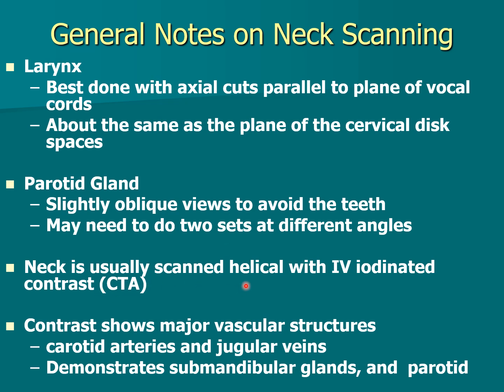The neck is usually scanned helically with IV iodinated contrast material because almost all the time when we're scanning the neck, we're doing a CT angiogram. Contrast shows the major vessels. We know that already, the carotid arteries and the jugular veins. It demonstrates the submandibular glands and the parotid glands. The parotid gland is the one we looked at most often because it most often has a tumor, and it's the largest of the salivary glands.